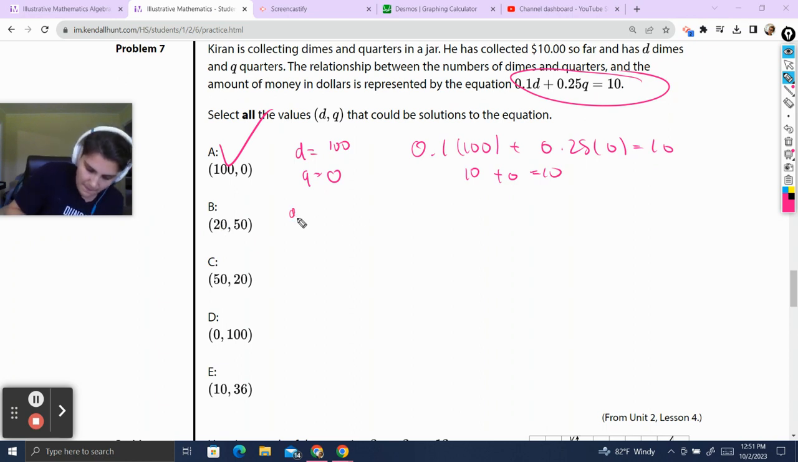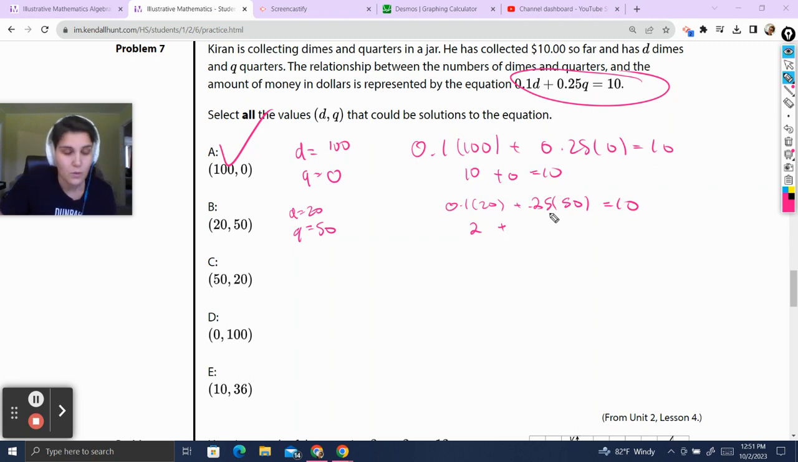For B, D is equal to 20, Q is equal to 50. So we get 0.01 times 20 plus 0.25 times 50. Is that equal to 10? So we move the decimal over once. That gets us 0.2. 0.25 times 50 is equal to, handy dandy calculator, 12.50. I know that these two are not equal to 10. This is not a good answer.